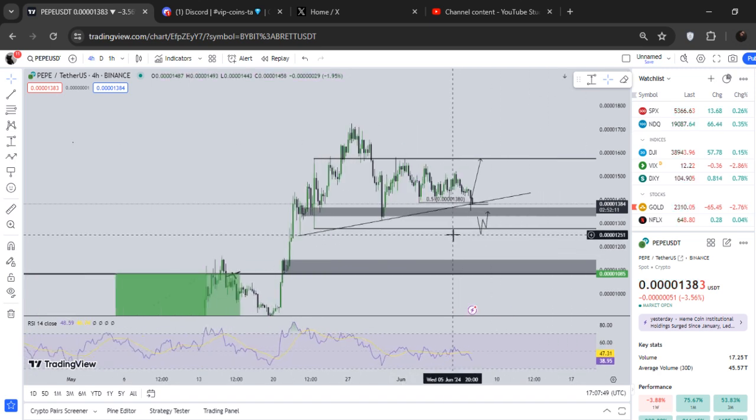Very simple stuff. I told you guys 3 scenarios. One scenario, hold here, pump to the upside. Swap this wick, then pump to the upside, and then right here we can definitely try to buy some spot.